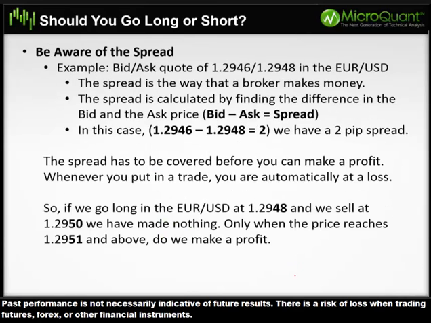You need to always be aware of the bid-ask spread in the Forex market. We use that same quote. The spread is the way that the broker makes the money. You can see the spread is calculated by finding this difference in the bid and ask price. So bid minus ask equals spread. In this case, the 1.2946 minus 1.2948 is equal to 2. So we have a 2 pip spread on that.